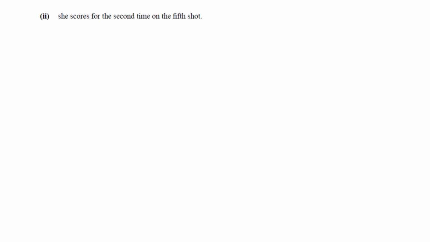So the next one asks us, she scores for the second time on the 5th shot. So this is not exactly Bernoulli, but we can split it into 2 pieces. So we have 4 shots here, and we then have the 5th shot. So whatever we do, this is an and.